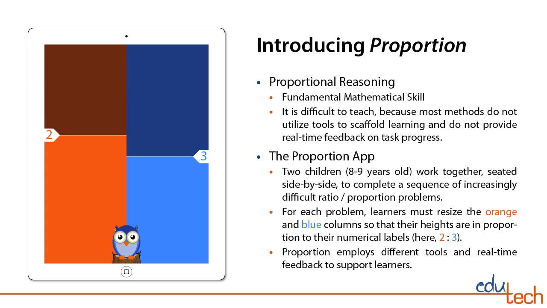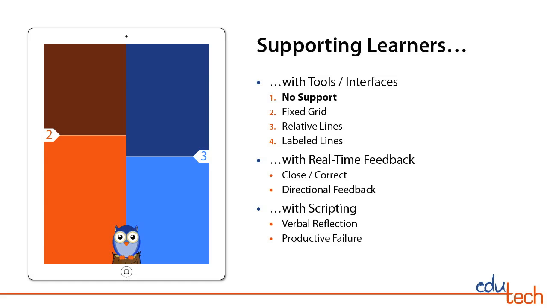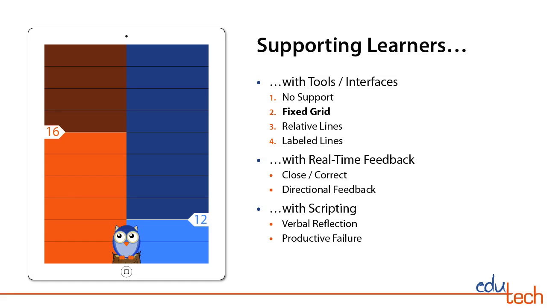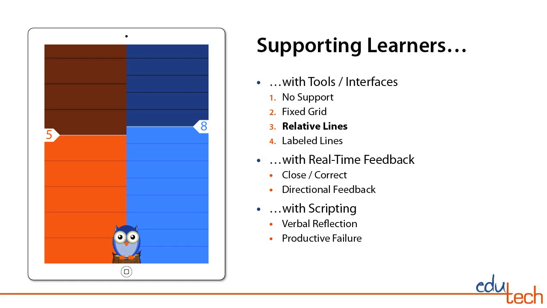Proportion is a tool to learn proportional reasoning. Two children work together, seated side by side, to complete a sequence of increasingly difficult problems. For each problem, learners must resize the orange and blue columns so that their heights are in proportion to their numerical labels. Proportion employs different tools and real-time feedback to support learners. Without support, learners must learn to estimate the ratios. With a fixed 10-position grid, learners can precisely target locations, thereby using their mathematical understanding of the task to solve problems.